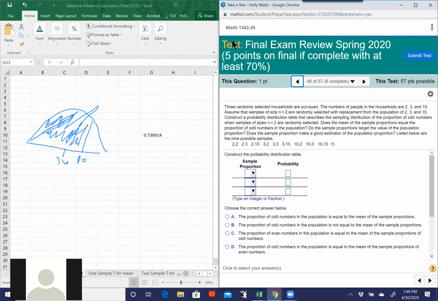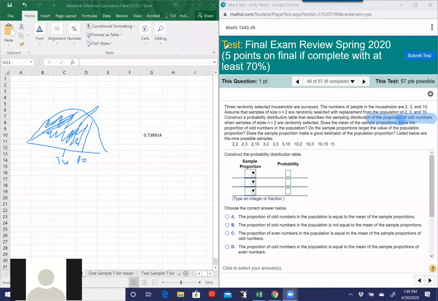So they are interested in the population of odd numbers. And that's important because if you don't get that, you can do all the math right and still get it wrong. You have to figure out what statistic they're after. And right here is the proportion of odd numbers in the samples and in the population itself.